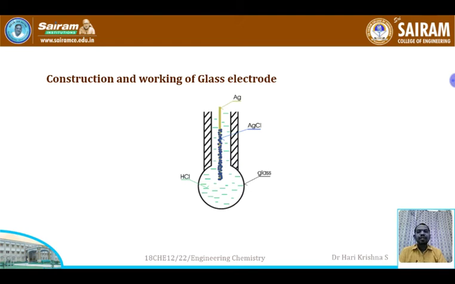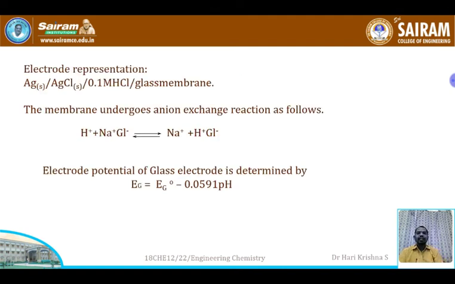The H+ ions present inside the bulb will get exchanged with the H+ ions present outside the bulb because of the difference in concentration. So this reaction occurs until the concentrations of H+ ions inside the bulb and outside the bulb are equal. The above diagrammatic representation of the glass electrode can be represented like this: Ag/AgCl, that is the internal reference electrode, which is dipped in 0.1 molar HCl, and the glass membrane.